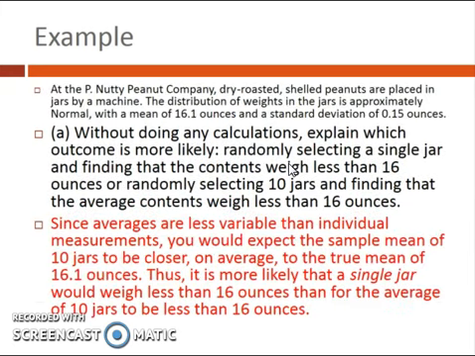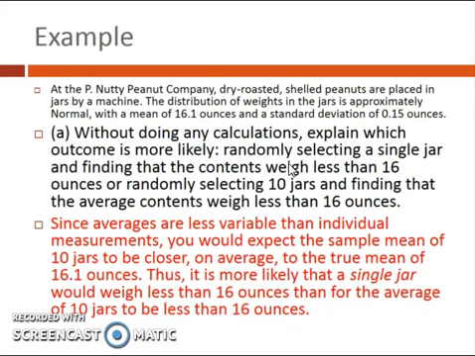Well, since averages are going to be less variable than individual measurements, you would expect the sample mean of 10 jars to be closer to the true mean. So it's more likely that a single jar would weigh less than 16 than for the average of 10 jars to be less than 16.